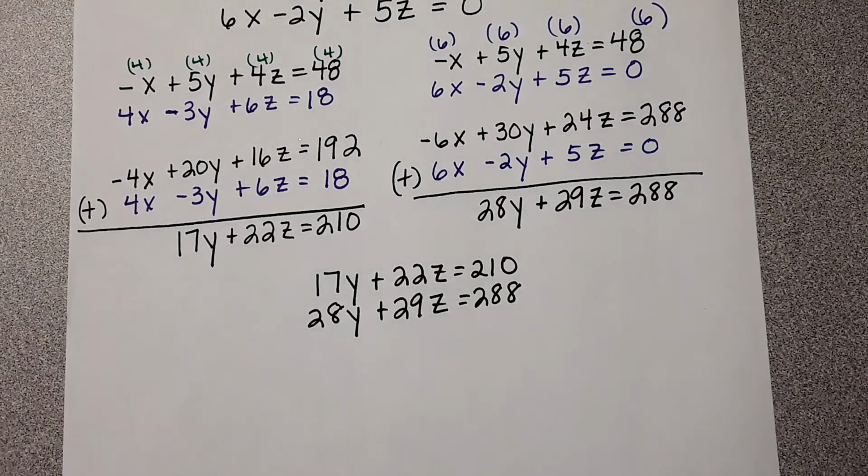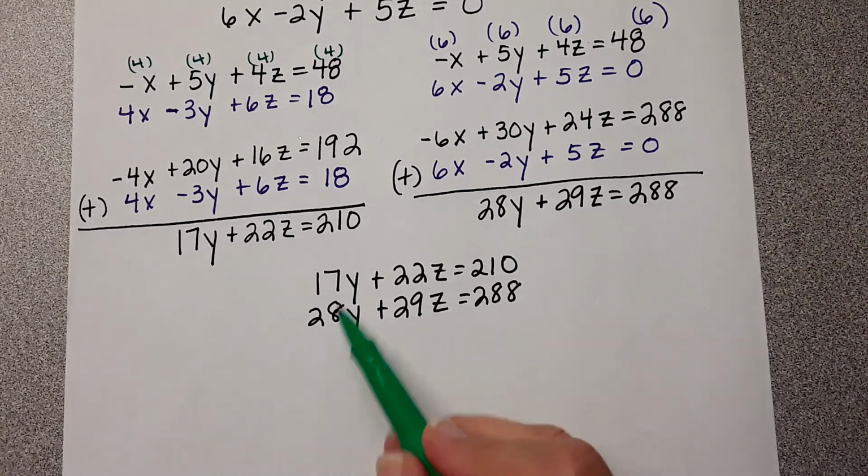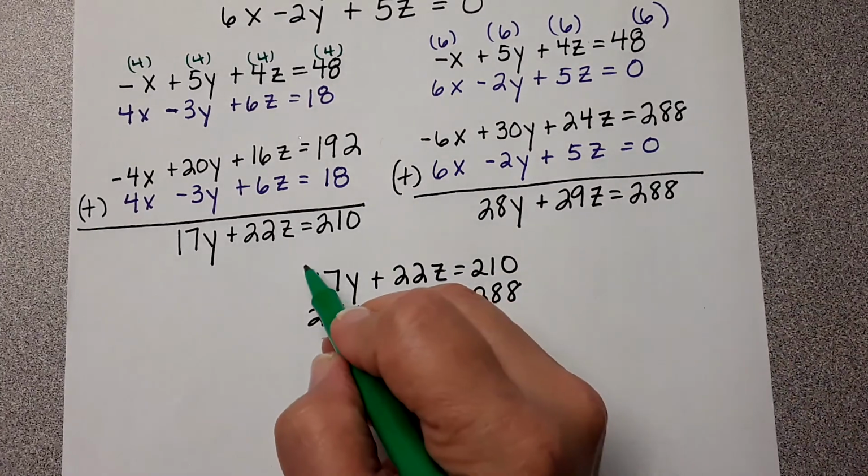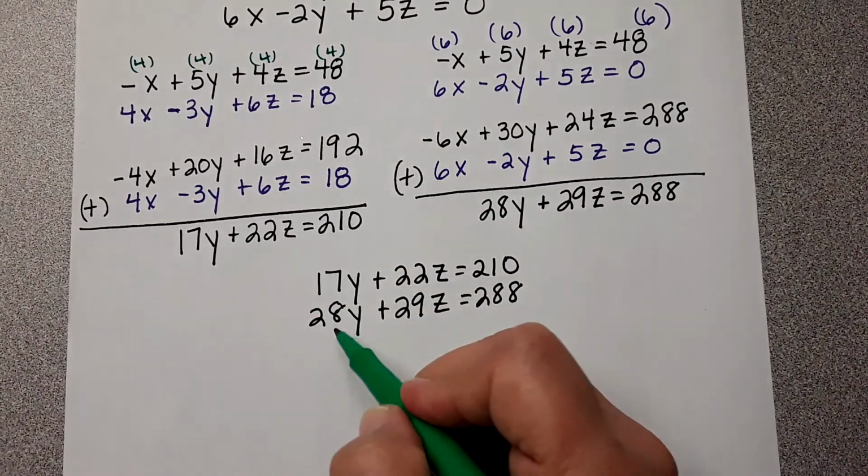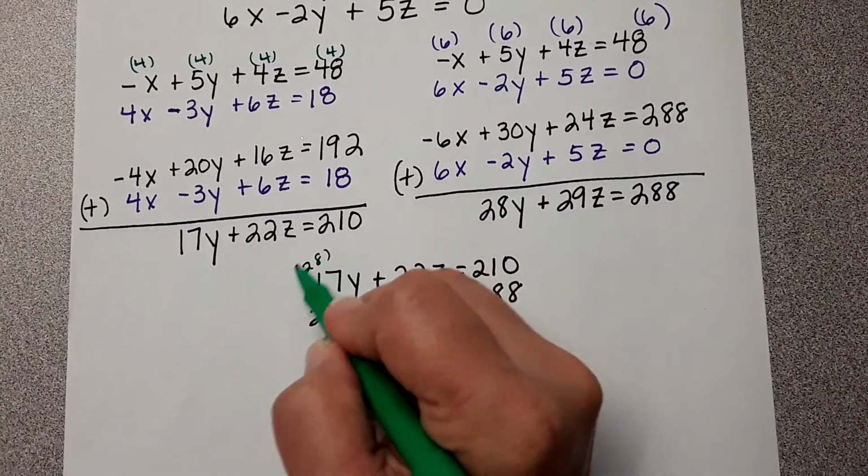So now what we have to decide is which variable do we want to eliminate? Do we want to eliminate the y's or the z's? And it doesn't matter, you guys, it really doesn't matter. We just need to pick one to eliminate. If we're going to eliminate the y's, this is what I do. Like a lot of teachers say, let's find a number that they go into. I just say, let's multiply the top equation by 28, because that's the coefficient of the y on the bottom equation.